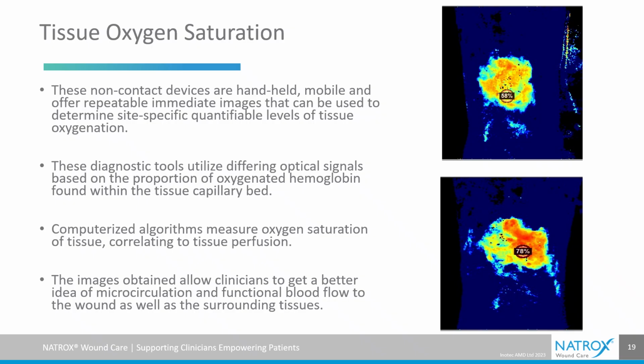These images obtained allow clinicians to get a better idea of the microcirculation and functional blood flow to the wound, as well as the surrounding tissue. You can see in the example photos, upon initial intake, our patient had a 58% oxygen saturation in the wounded tissue. After 1 week of topical oxygen therapy, the second photo shows that his oxygen saturation to the tissues went up to 78%.